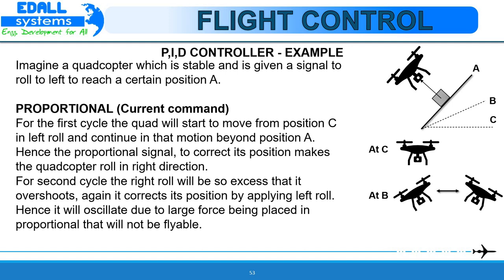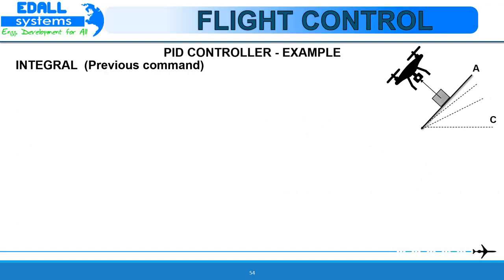Another problem with the proportional control is that when the quadcopter is tilted towards the left, that is, when it's rolling towards the left, it reaches position B, which is not enough, but it has to reach position A. But the proportional signal will know that if it changes its position from B, it will overshoot and again it has to roll towards the right. Because it cannot go further than position B, the proportional signal will stop the quadcopter at position B, which comes to the next controller, that is the integral controller.